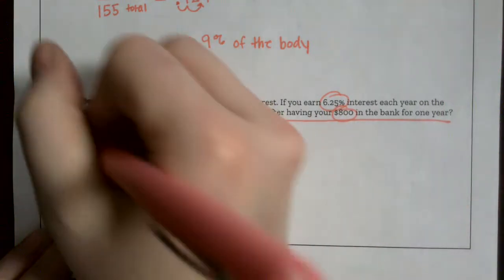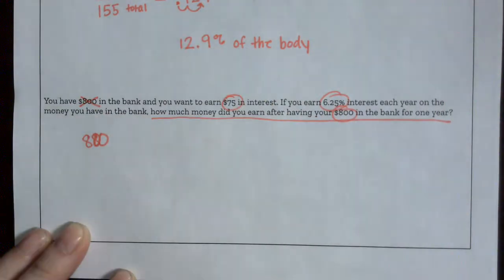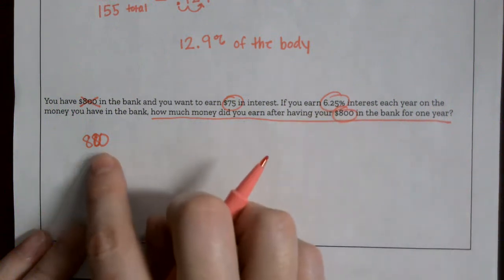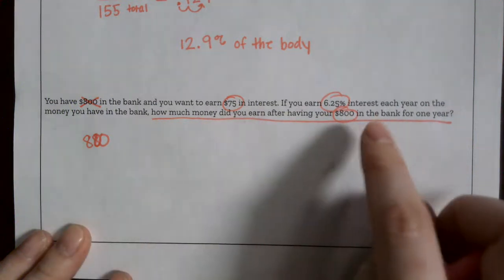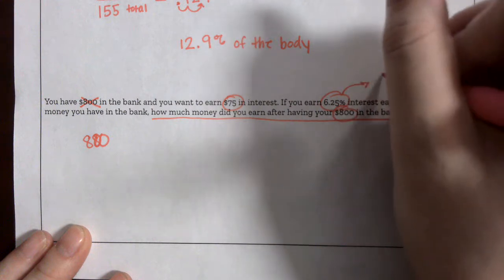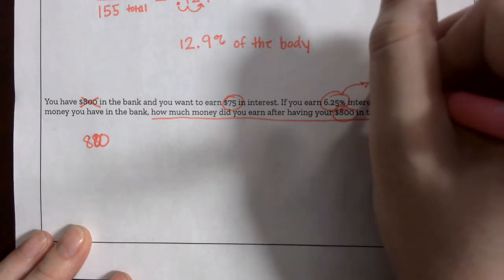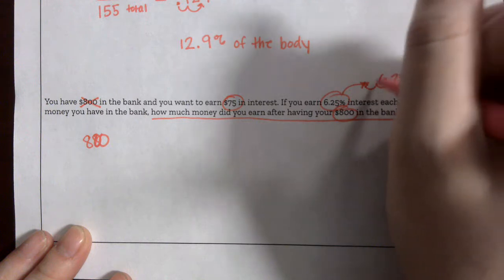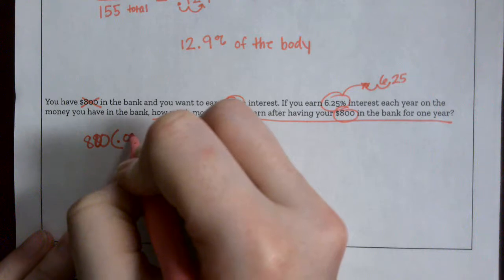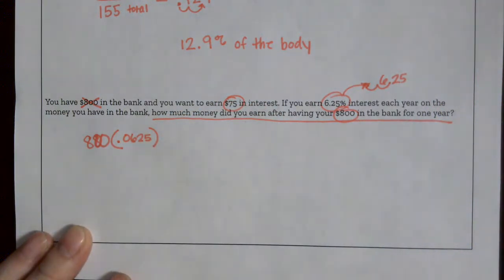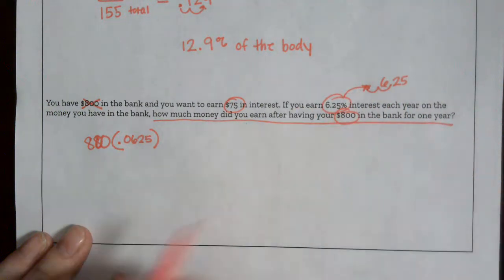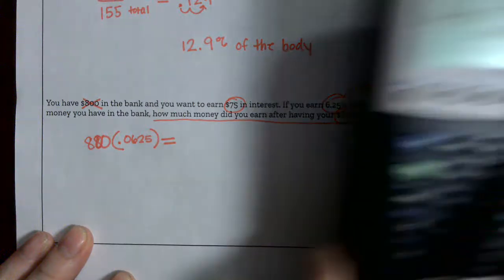So we have this amount of money, 800. And we're making this percent interest. Whenever you're multiplying a percent by a whole number, you need to change it to a decimal. To change a percent to a decimal, we just go backwards. We're going to move our decimal places 2 places to the left. So I'm going to multiply by 0.0625. Again, you just move your decimal place 2 places, and then we can multiply that in our calculator.